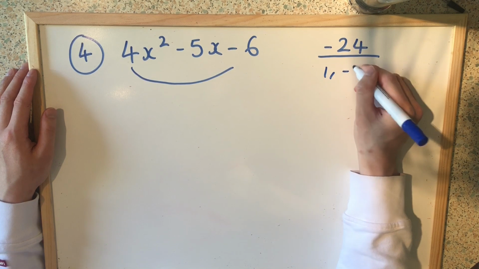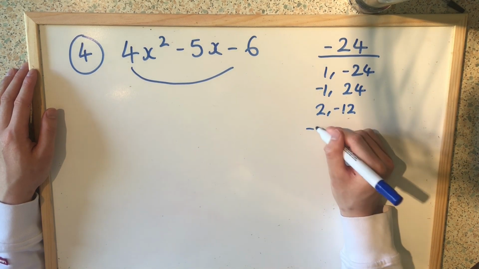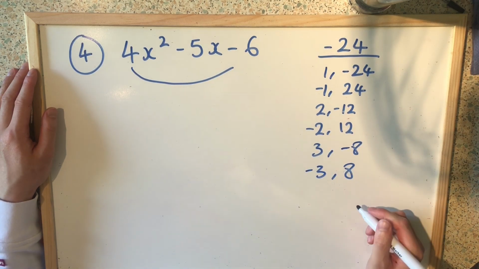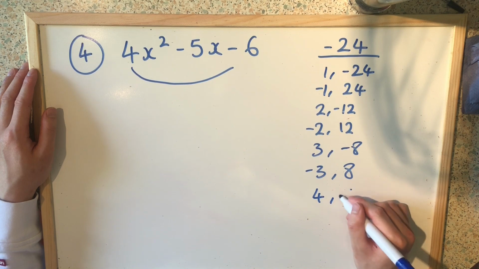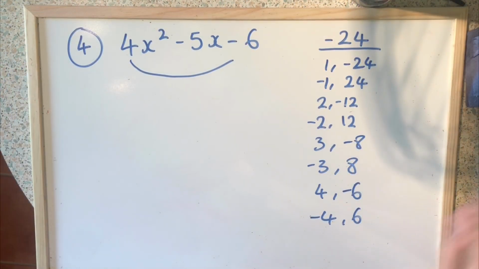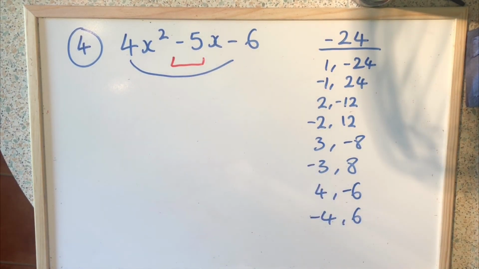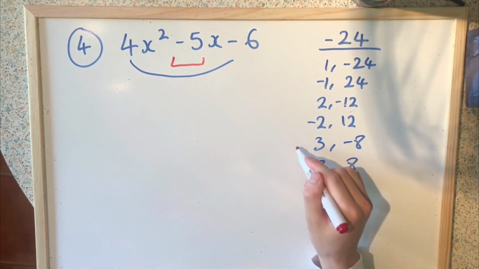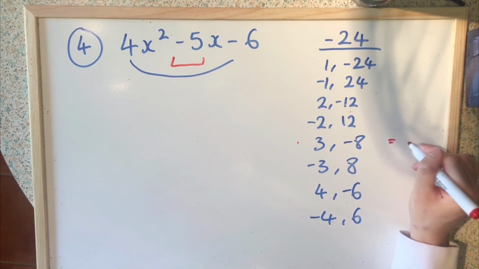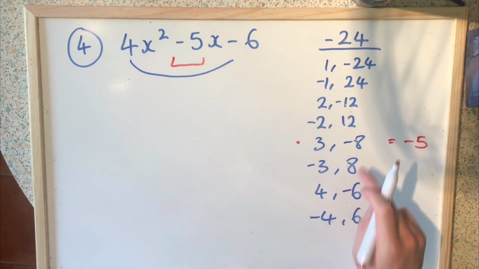We've got 1 and minus 24, minus 1 and 24, 2 and minus 12, minus 2 and 12, 3 and minus 8, minus 3 and 8, 4 and minus 6, minus 4 and 6. Now we want 2 numbers that add together to give minus 5. And you can see straight away it's this one, minus 8 plus your 3 is minus 5. So these two numbers, positive 3 and minus 8.